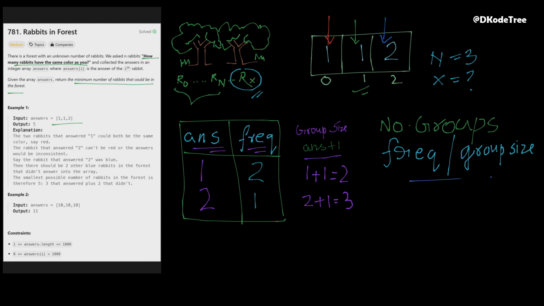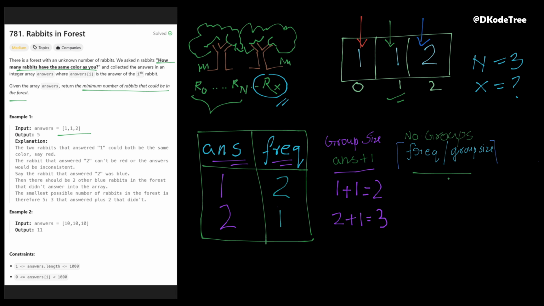But we need to remember that it is not mandatory for all the rabbits to give an answer. So to find the minimum number of groups based on the answer, frequency divided by group size may give some fractional number. So we need to take the ceil of this value. In Python, the division is decimal by default. In other languages also, you can handle it by converting any of the numerator or denominator to float or double.